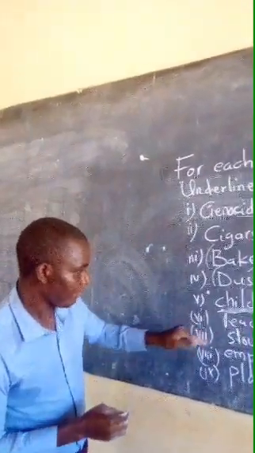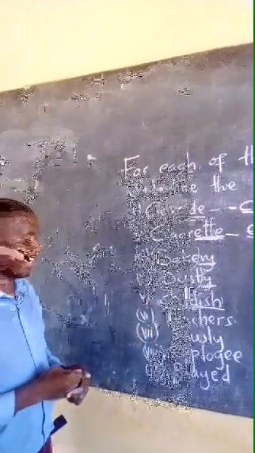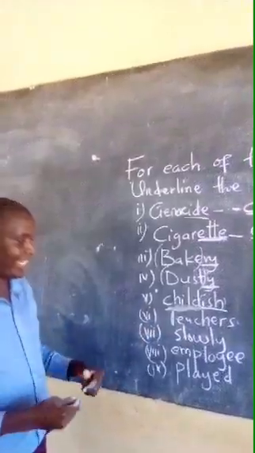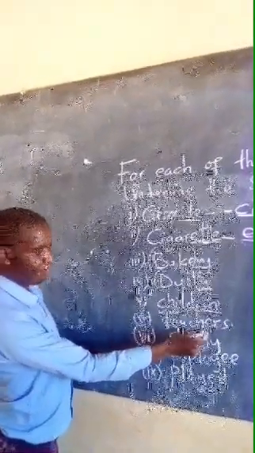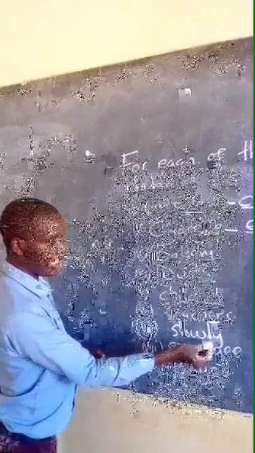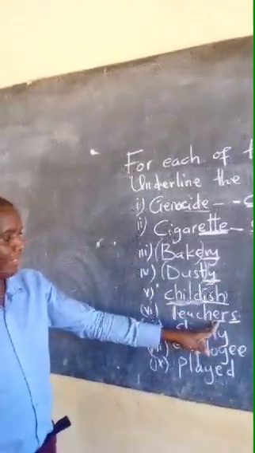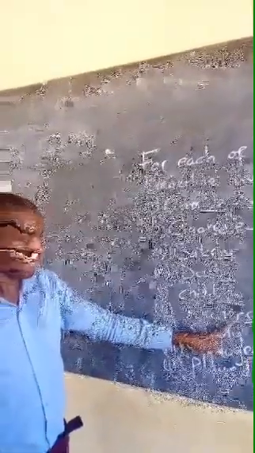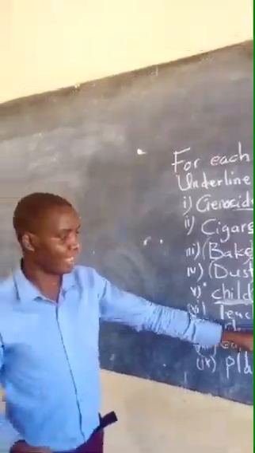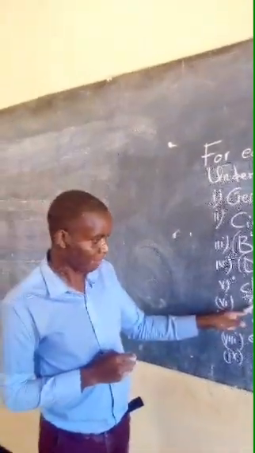There is a word teachers. This word comes from the word teach. From the word teach, there are two suffixes here: er and s. The suffix er shows a person who is doing an action, but s shows the plural. Therefore, there are two suffixes in this word.